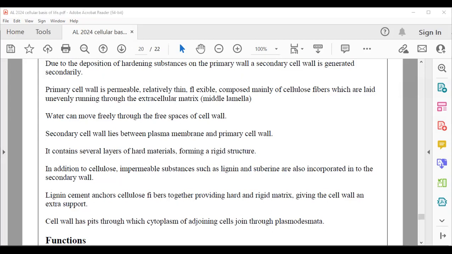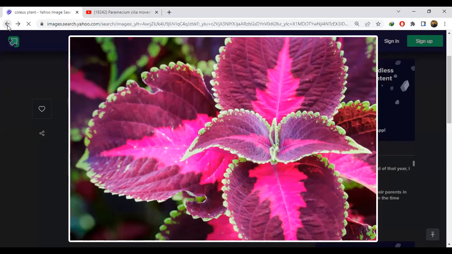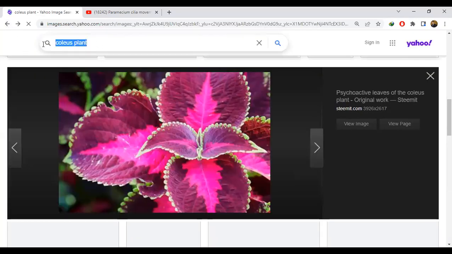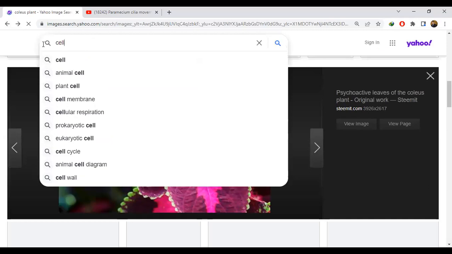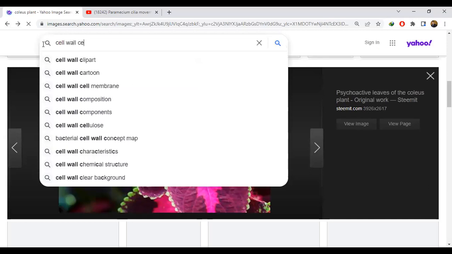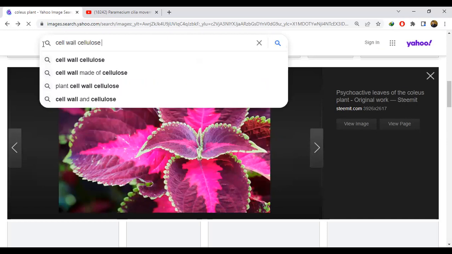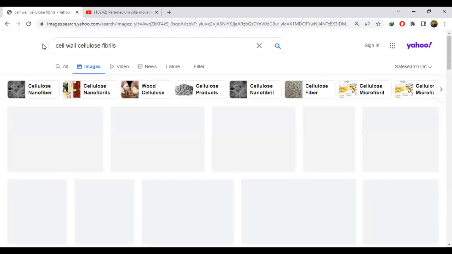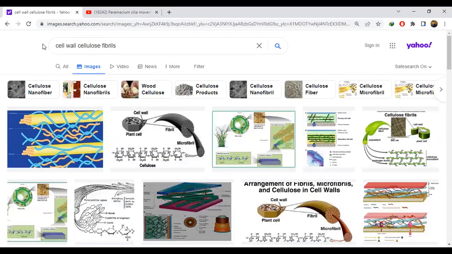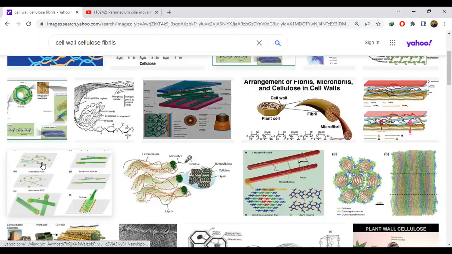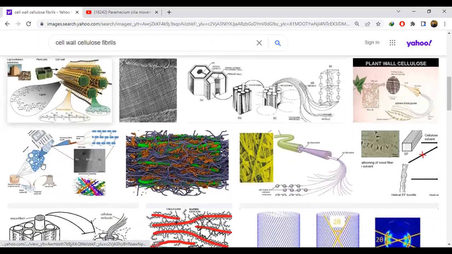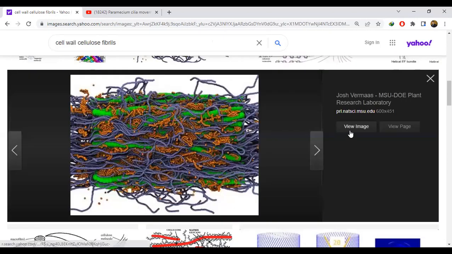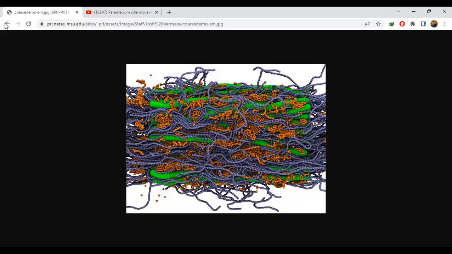Now normally, if you see the cell wall, what is present? Cellulose fibrils are present in the cell wall. A fiber arrangement is present, something like this. Can you see? Yeah, sir.